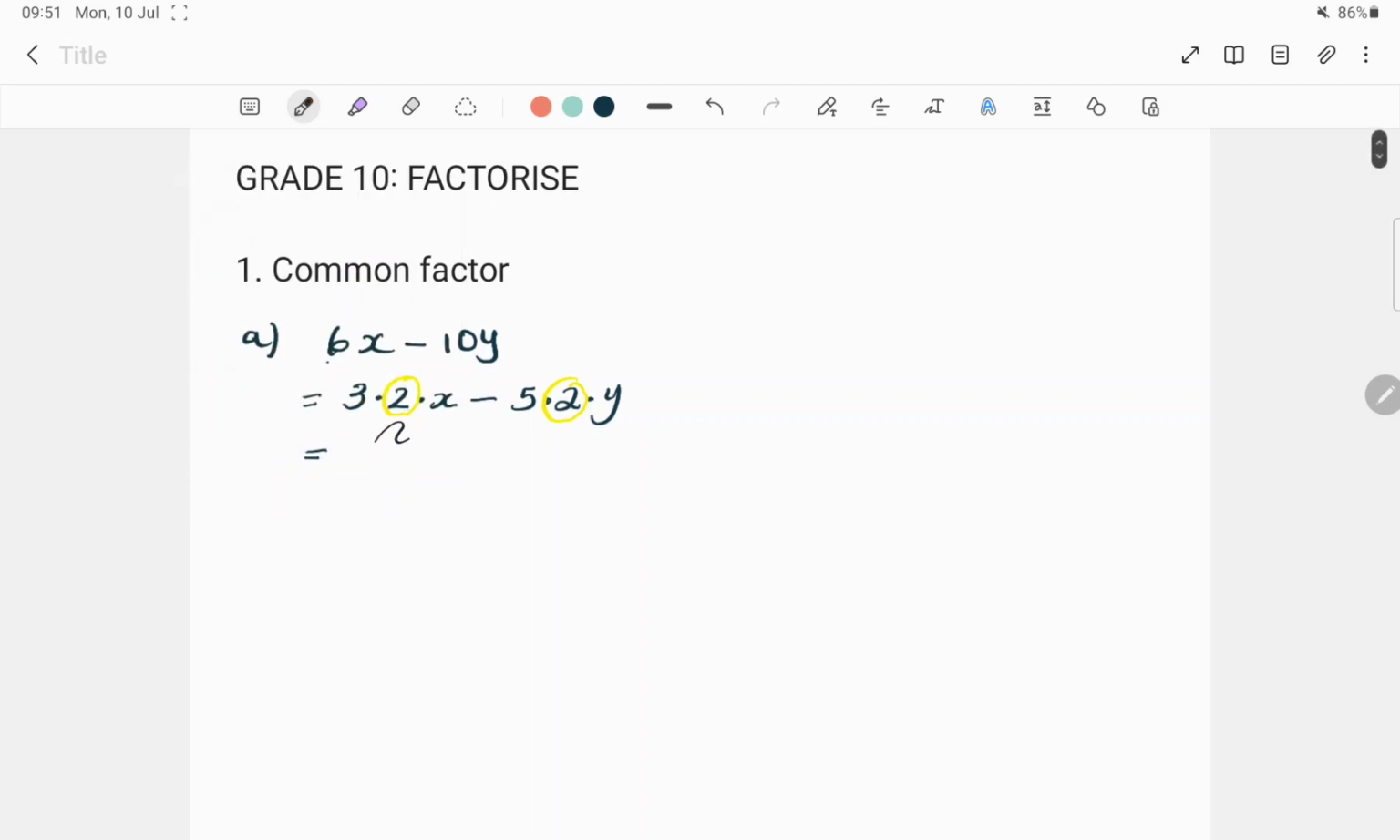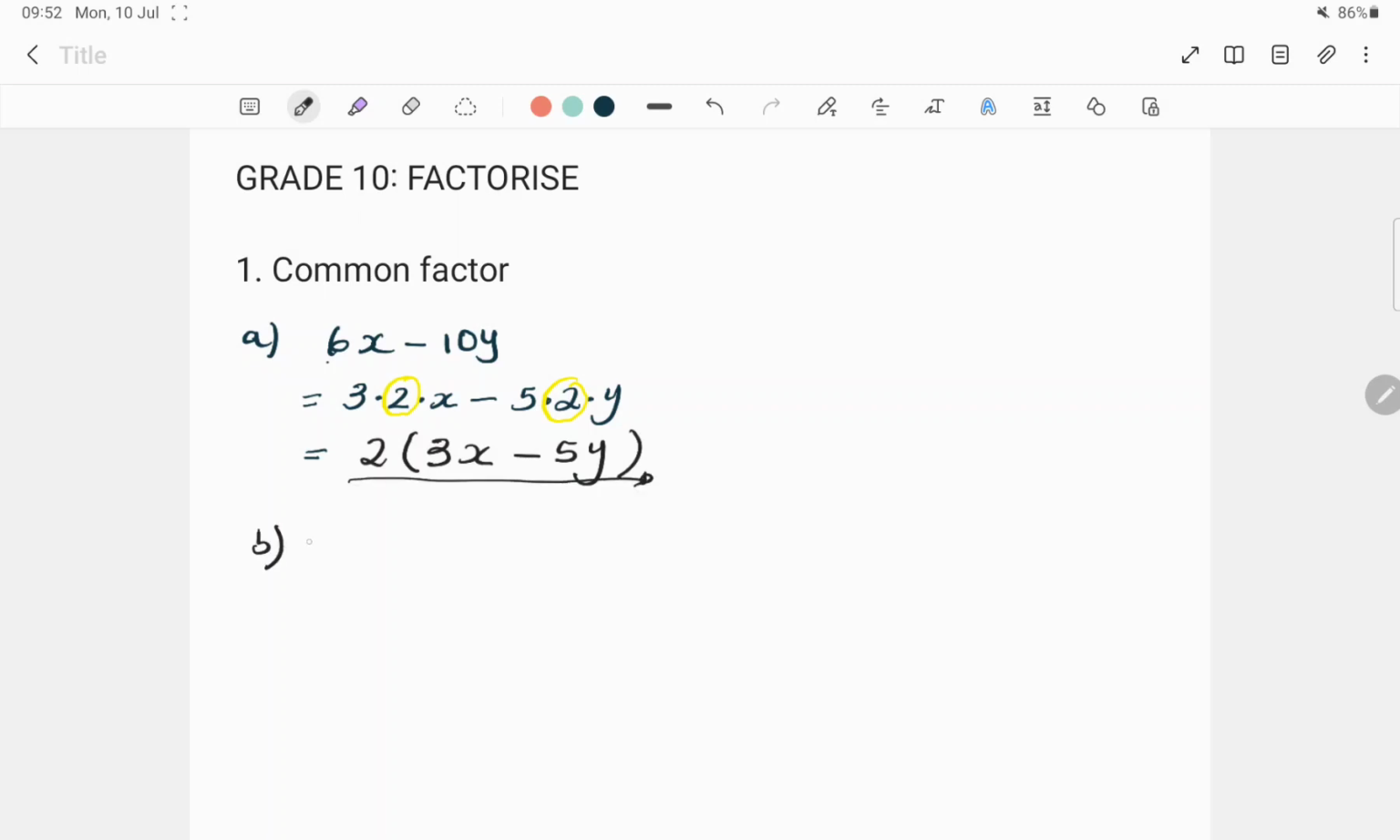So your common factor will be 2. So you write 2 as your common factor, then you open a bracket, you close the bracket and keep your sign. So the remaining numbers or variables, you write them inside the bracket. So it will be 3x and there it will be 5y. Then you factorized. So that is how you take out a common factor.